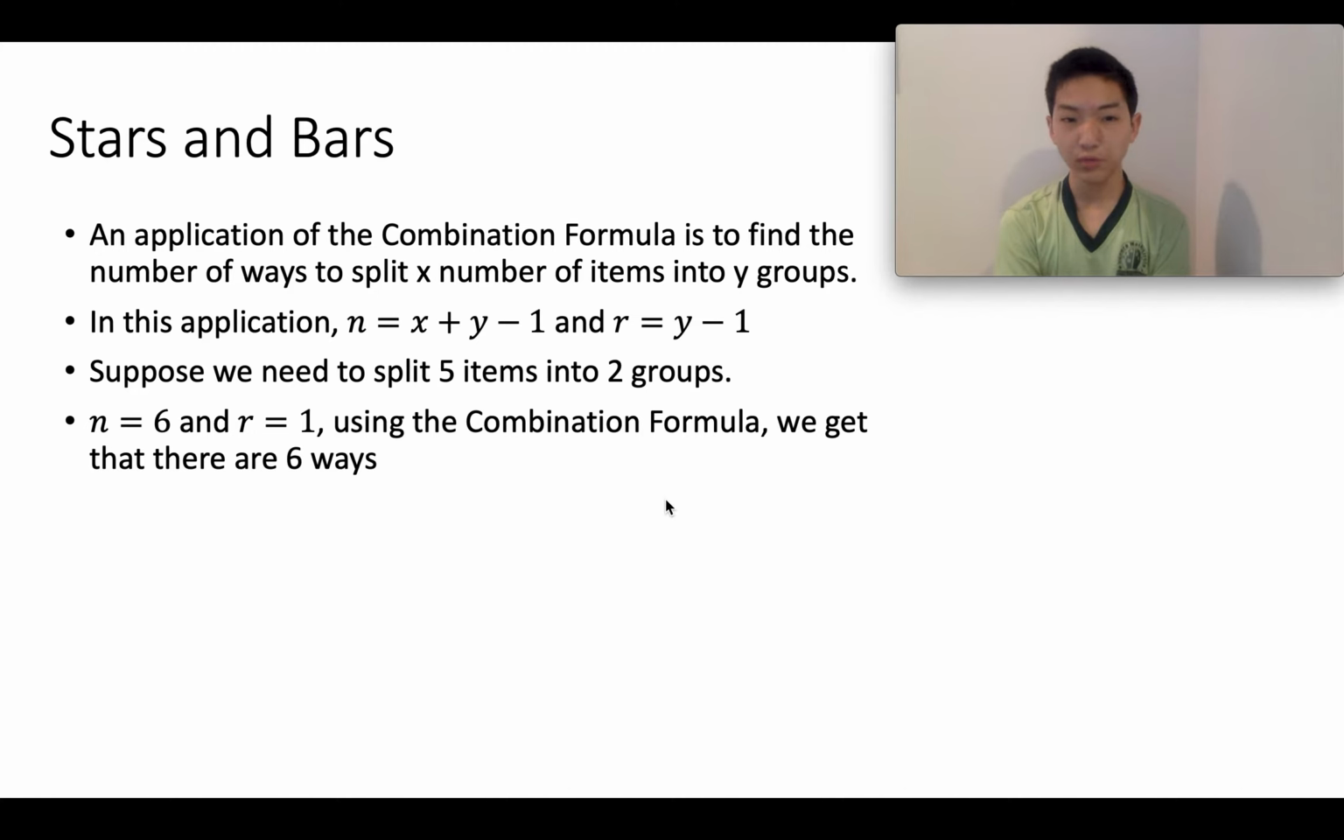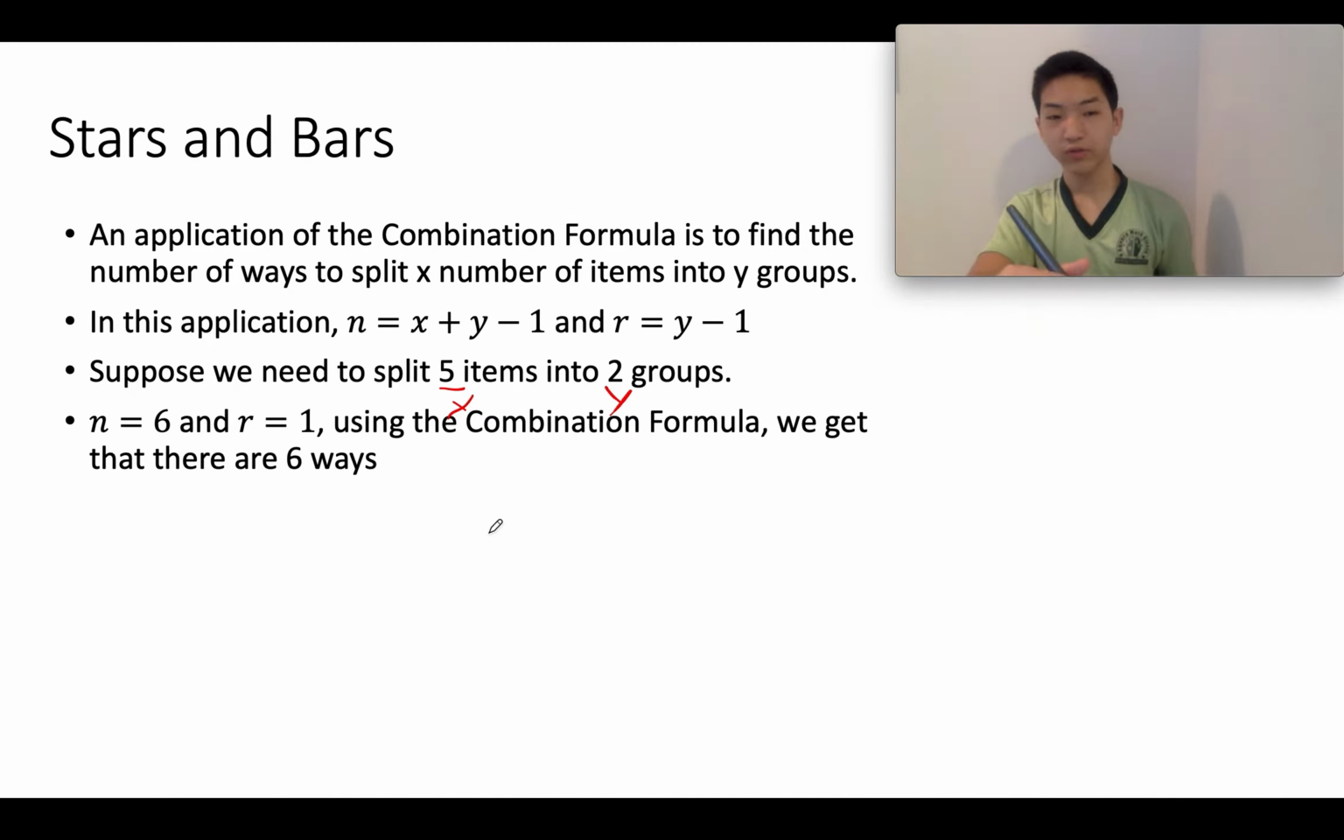So suppose we need to split 5 items into 2 groups. So in this case, plugging the numbers into the formula, we get N equals 6, because the number of items is X, which is 5. So you can see here, this is X, and then the number of groups is Y, so 2 is Y. We plug it into these equations. So we get N equals 6 and R equals 1. Using the combination formula, we get that there are 6 ways.